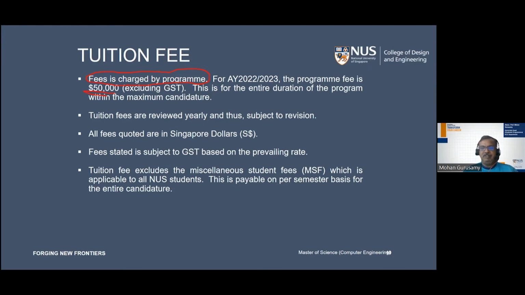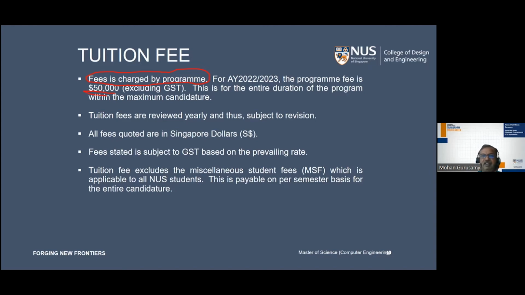Similarly, for part-time students, they need to study for a minimum of 4 semesters. So if a part-time student completes in 4, 5, 6, 7, or 8 semesters, the total fees would be the same, $50,000. Of course, the fees could be reviewed on a yearly basis, but the one which I list here, $50,000, is for the next academic year. The fees are quoted in Singapore dollars, because sometimes we say S dollar or sometimes just dollar, but that refers to Singapore dollars. And again, it is subject to the GST, which is currently 7%.